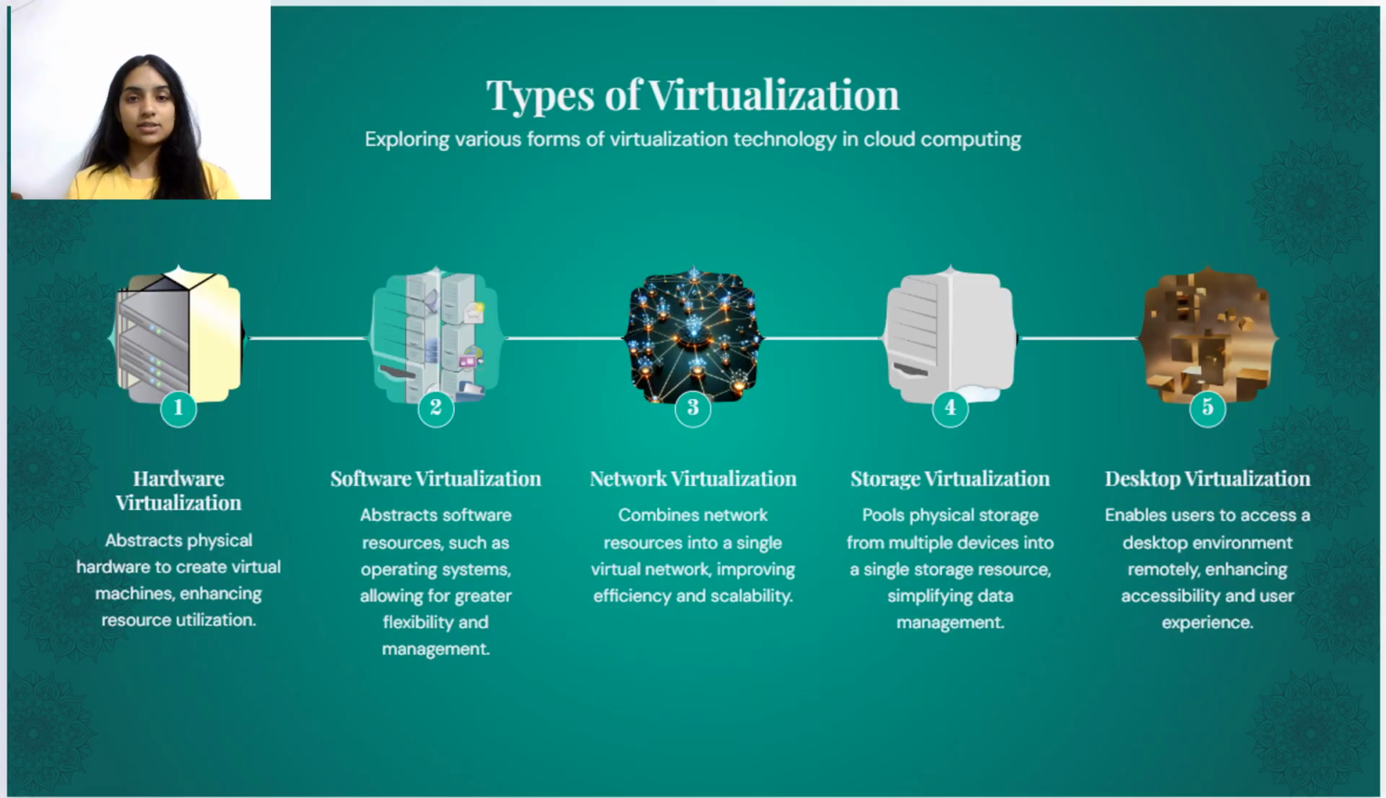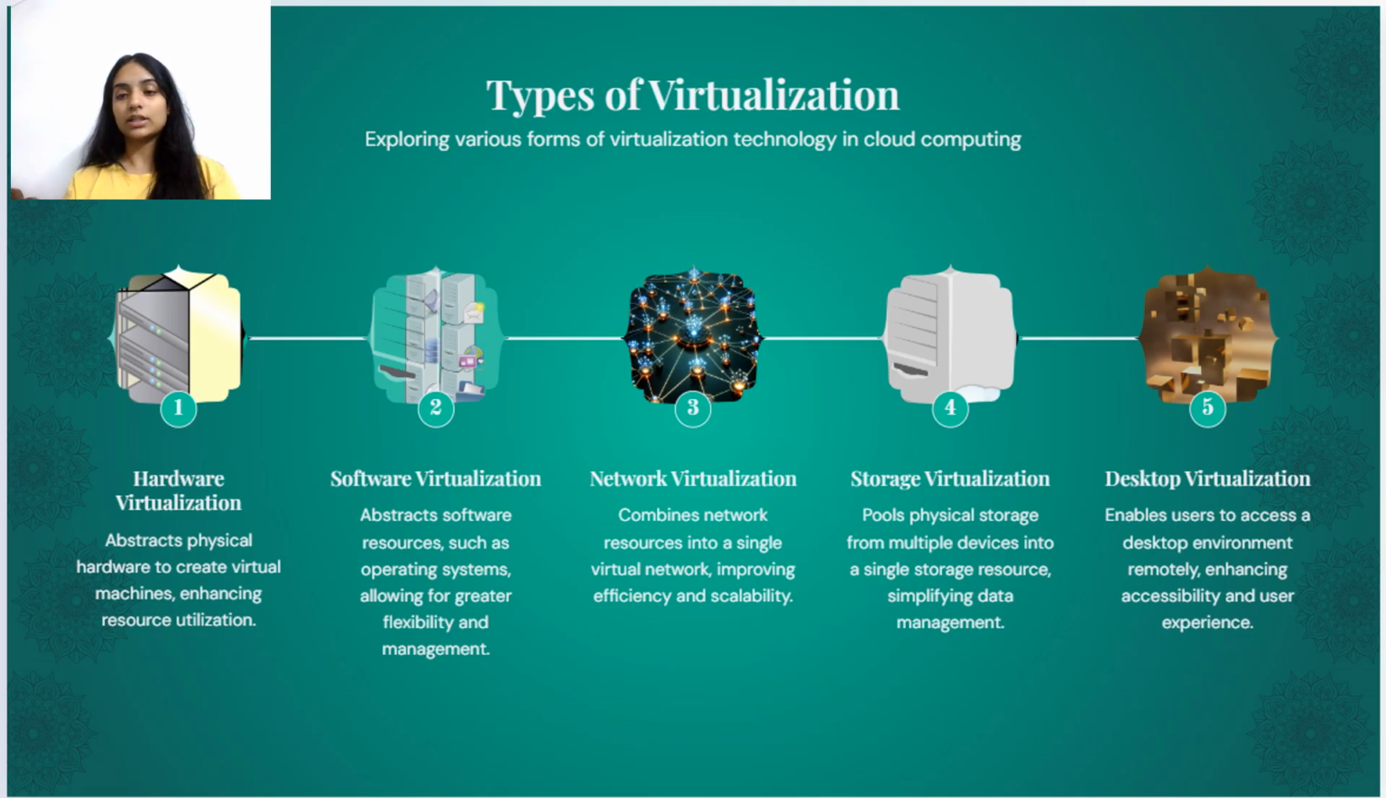Moving to our next slide, which is types of virtualization. Now we will discuss different types of virtualization. Our first virtualization type is hardware virtualization, which basically abstracts physical hardware to create virtual machines, enhancing resource utilization. Our second point is software virtualization. It abstracts software resources such as the operating system, allowing for greater flexibility and management. Third one is network virtualization, which combines network resources into a single virtual network, improving efficiency and scalability. Our fourth point is storage virtualization, which pools physical storage from multiple devices into a single storage resource, simplifying data management.